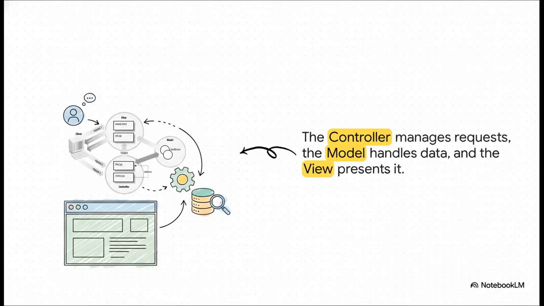And this diagram shows exactly how they all work together. A user clicks a link, and that request hits the controller. The controller then turns to the model and says, "Hey, I need the product info." The model grabs the data. Then, the controller hands that data over to the view, our JSP file, which then creates the final HTML page that gets sent back to the user's browser. See? Each part has its own very clear job.